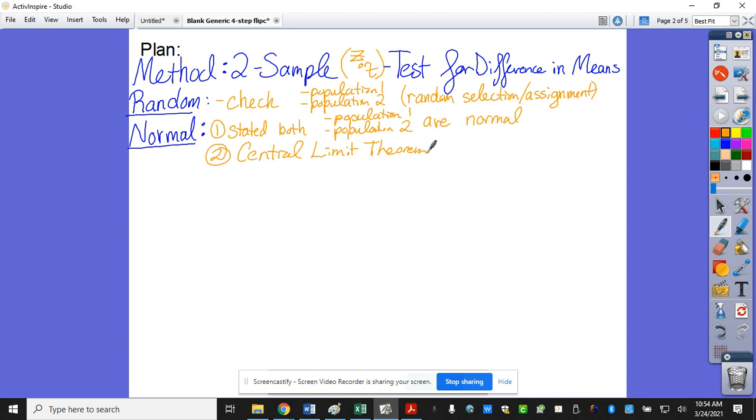Just because I've seen it a couple times recently, and this is often a common mistake, can you use central limit theorem with proportions? No.